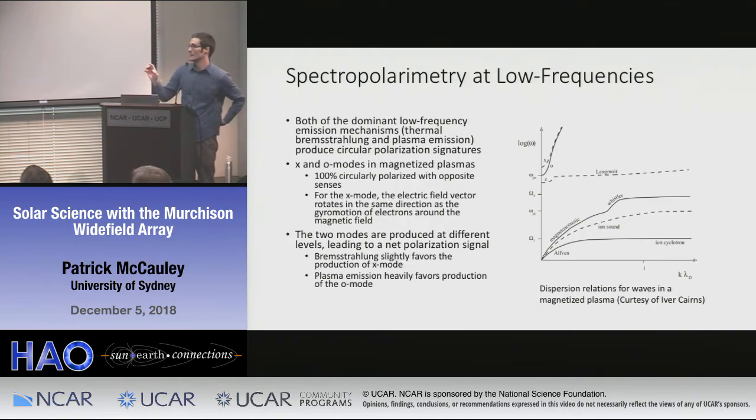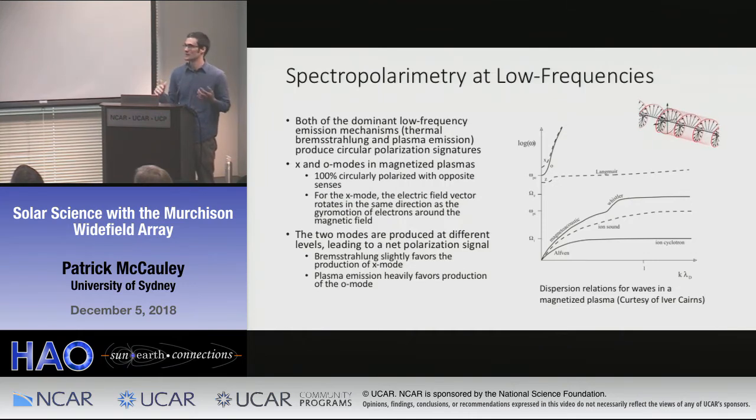So the plot on the right there is showing the dispersion relation for waves in a magnetized plasma. The electromagnetic modes are the ones up at the top. Those are the X and the O modes, which stand for the extraordinary and the ordinary modes. And both of these are 100% circularly polarized with opposite senses.